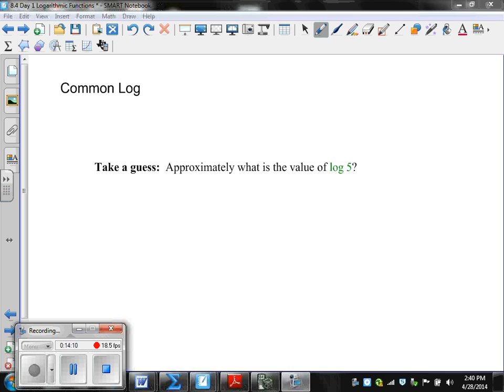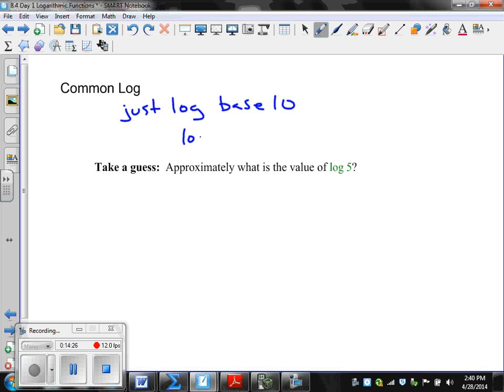Okay, so the common log is just log base 10. So we write it like this: log base 10 of x is the same thing as log of x. If we want to use base 10, we don't need to write the base in there. It's just understood that it's there. It's kind of like writing an exponent of 1. We don't write 2 to the 1 when we just mean 2. So we can just write log of x if we want log base 10.